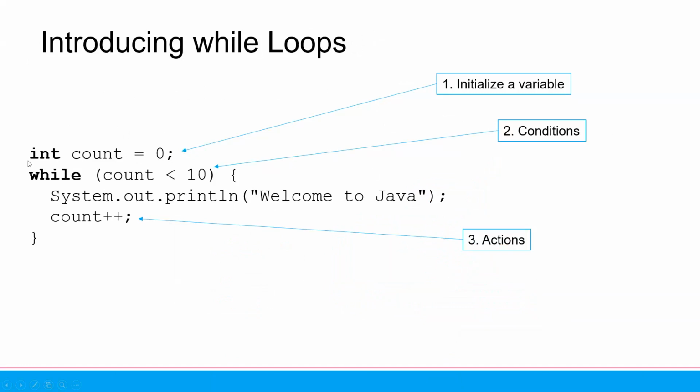We call the first line the initialization of a variable. The second part is the condition. And this part is the action. The action means we want to make sure that at some later phase the condition will be satisfied.